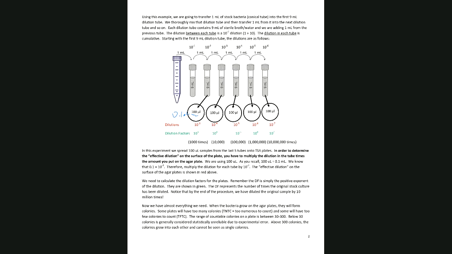So we've calculated all of our dilutions. What we need is the dilution factor. And remember, that's 1 over your dilution. So 1 over a negative exponent becomes positive exponents. And there is a typo here. That should be 10 to the 5, not negative 5. So we simply make the exponents positive. So that's our dilution factor.